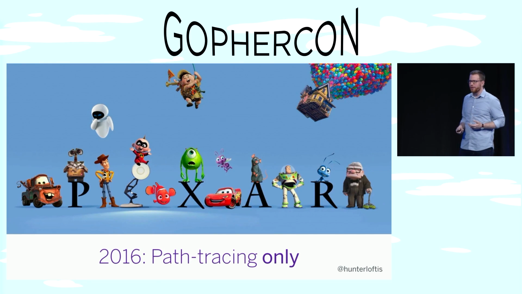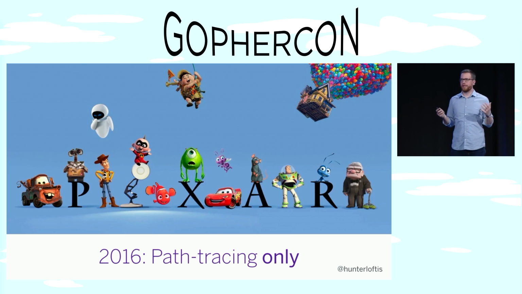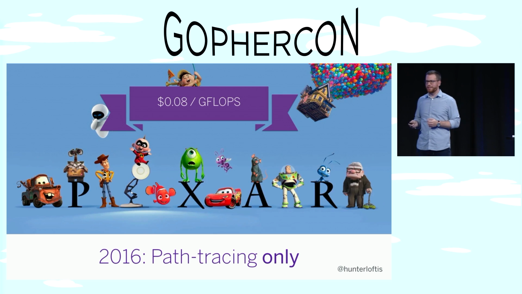So in 2016, Pixar went path tracing only. They recognized that all the legacy rendering pipelines just didn't make sense anymore. Compute was cheap enough that you could go with the thing that gives you the best images. And so they just cut all the old code for RenderMan, their proprietary renderer, and went with pure path tracing from that point on. And by 2016, you could get a gigaflop for 8 cents.